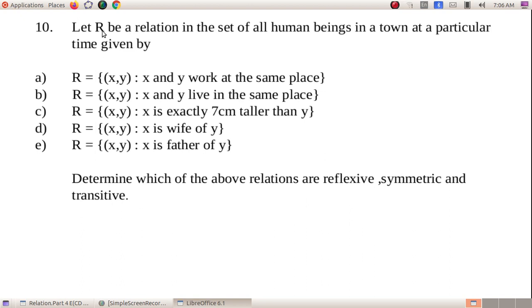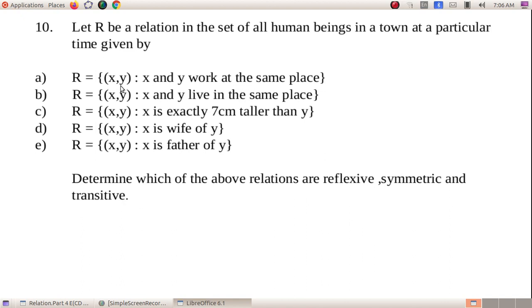This relation R is defined on the set of all human beings in a particular town at a particular time, given by: the first relation is R equal to the ordered pairs (x, y) such that x and y work at the same place, where x, y are human beings. Two persons work at the same place. The relation connecting them, what is its nature? Is this reflexive, symmetric and transitive? Let us discuss the answer to question number 8 first. Is the relation reflexive? Work at the same place?